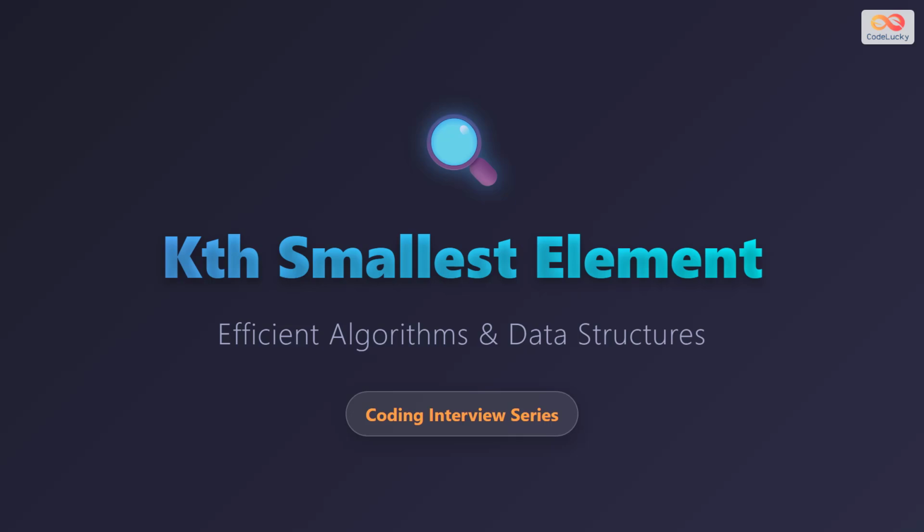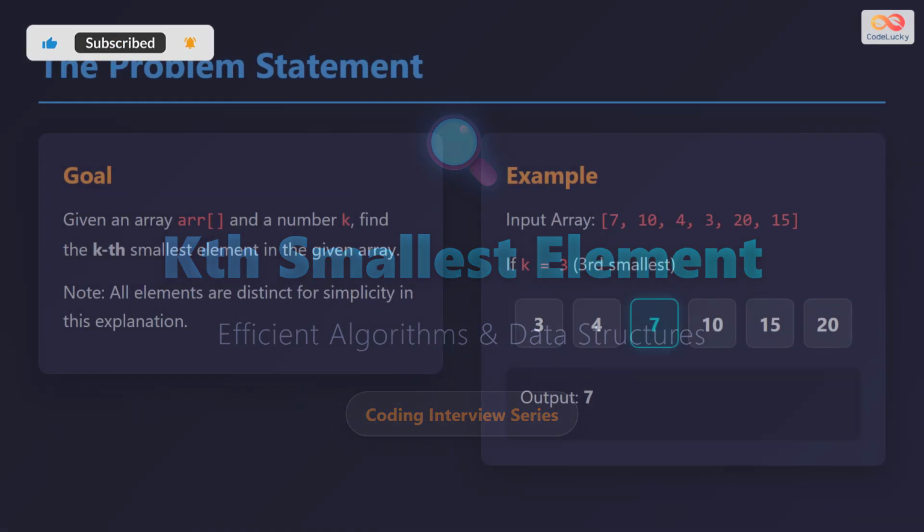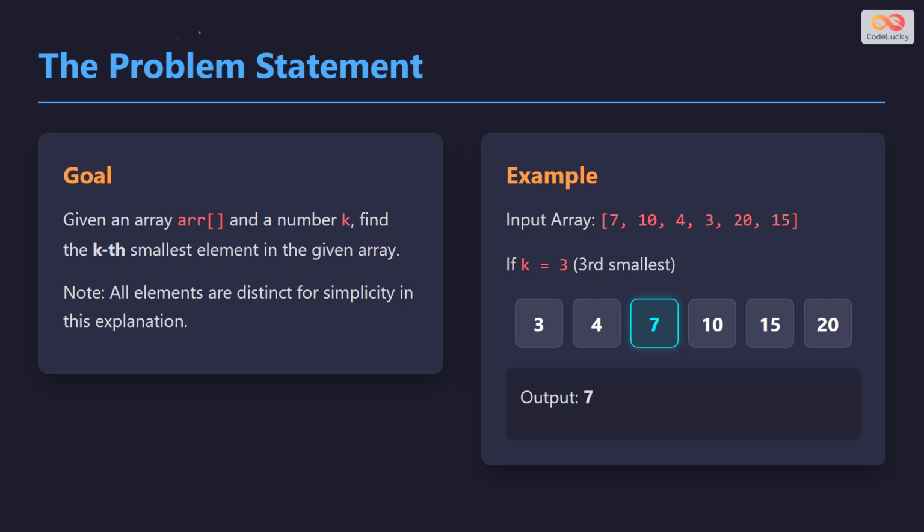Today, we are tackling a classic problem that appears frequently in technical interviews: finding the Kth smallest element in an array. Let's start by understanding the goal. You are given an unsorted array of numbers and an integer k. Your task is to find the Kth smallest number in that array. For example, if the array is 7, 10, 4, 3, 20, 15, and k is 3, the answer is 7, because 7 is the third smallest number after 3 and 4.